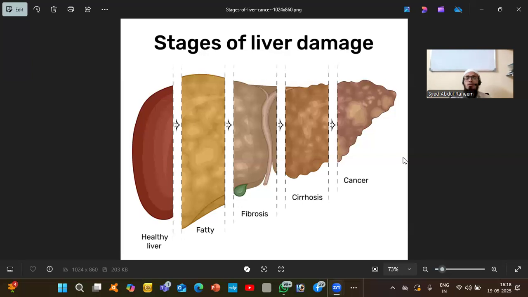Okay, so we have to know that the liver has two blood supplies. One is the portal vein and the other is the hepatic artery. A large amount of blood supply is given through the portal vein, that is 60 to 70%, and the hepatic artery will give 30 to 40%.